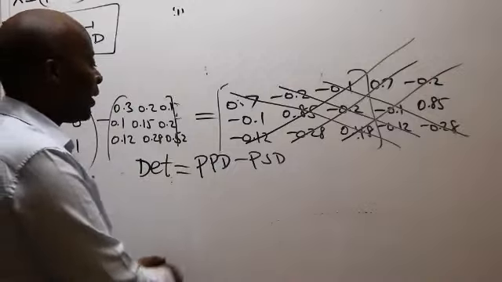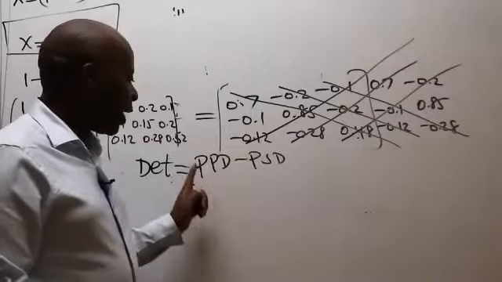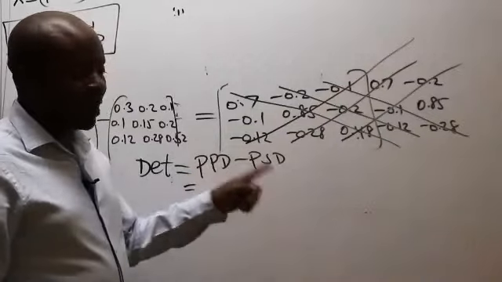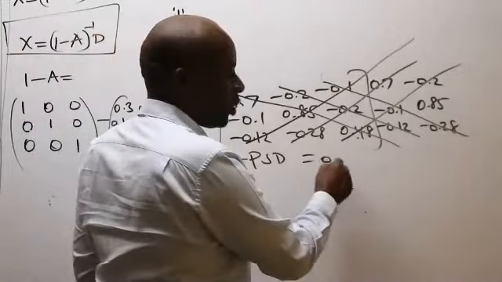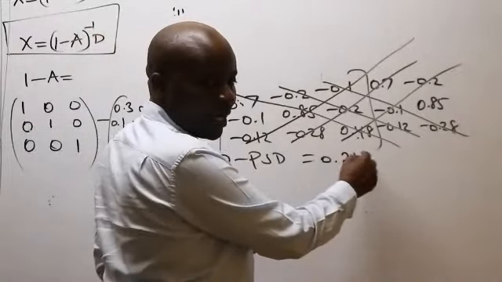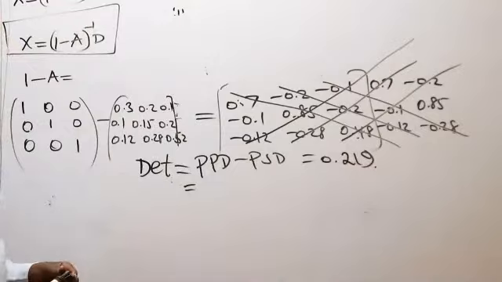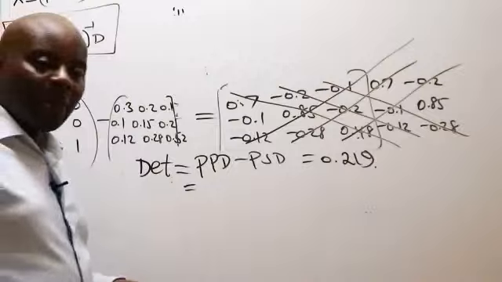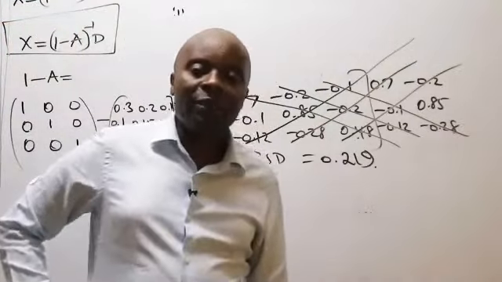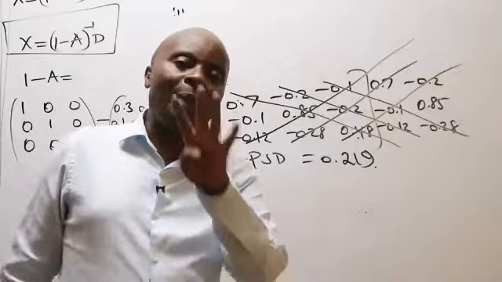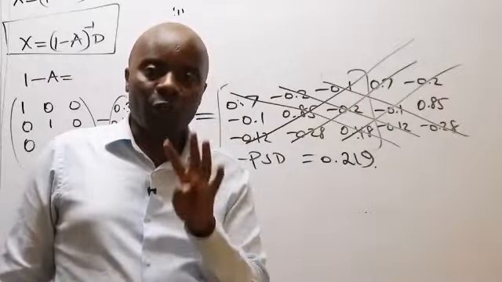So the PPD that you guys gave me earlier on, minus this PSD figure that we have here, then according to Mary, we should be able to get 0.219. Thank you very much, Mary. So, ladies and gentlemen, I've been able to get the determinant. And if you recall, we said a 3x3 matrix has got 4 basic steps.